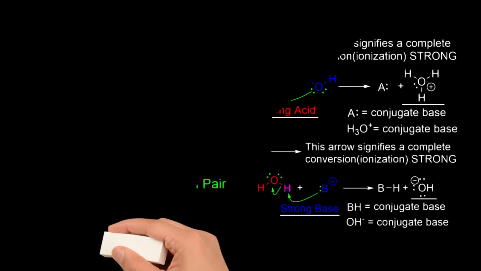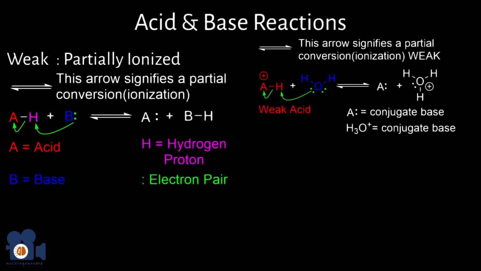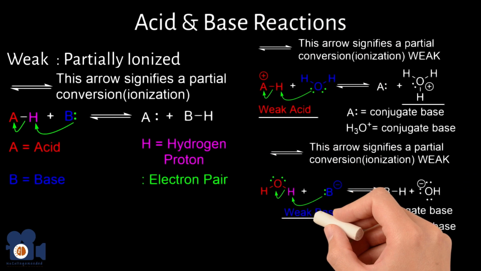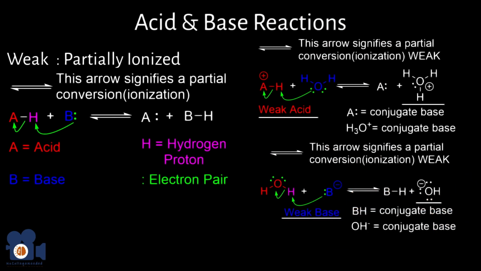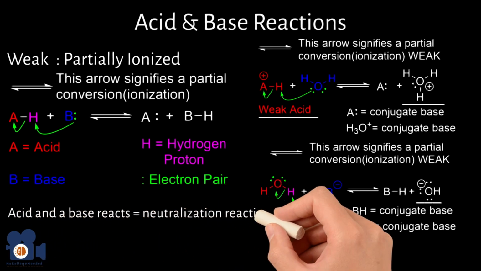The weak acid gives up some of its protons, forming hydronium H3O+, while the weak base takes some protons from water, forming hydroxide OH-. As a quick note, when an acid and a base reacts, the base neutralizes the acid and vice versa. So these types of reactions are called neutralization reactions.